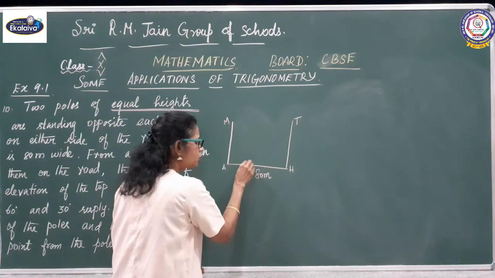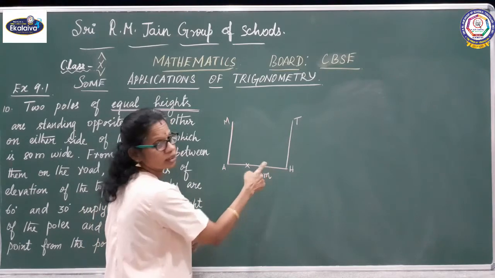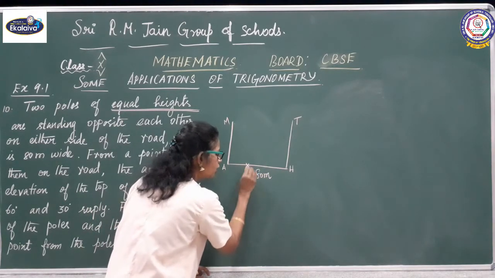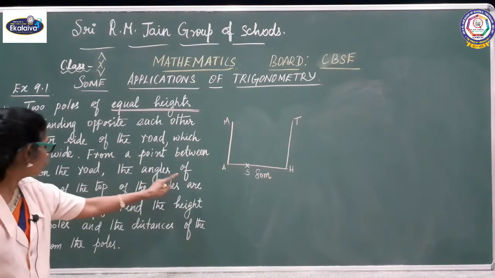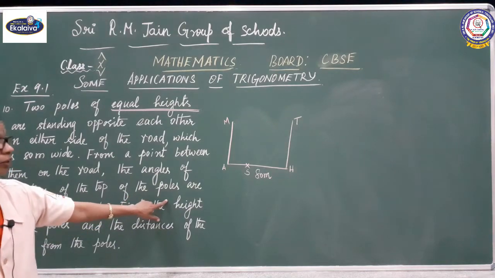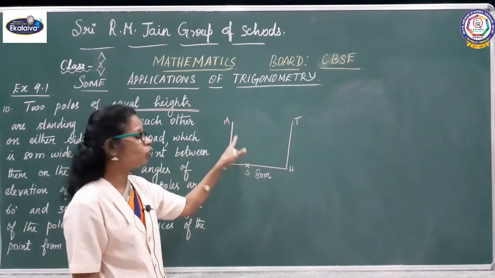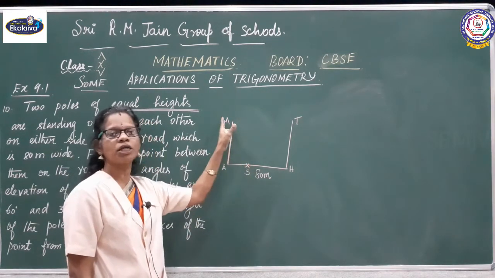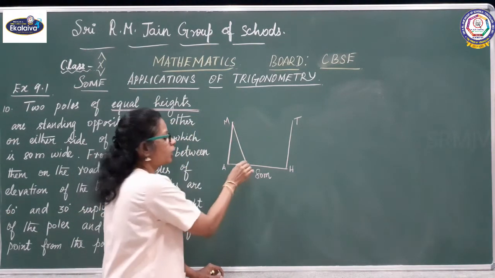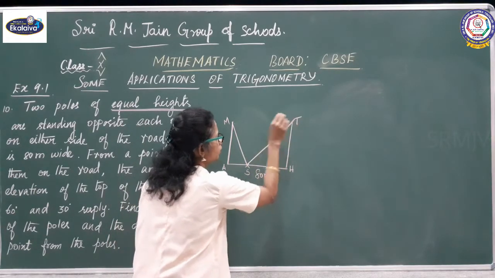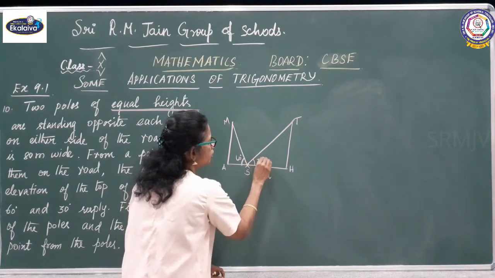Now, one point is located between the poles. It may be here or here, that is your wish. That should be labeled as S. Now, what they said, the angles of elevation of the top of the pole, that means you are going to stand here and view the top of the pole. One pole, that is M, top of the pole, another pole, that is top as T. They said one angle is 60 degree, another angle is 30 degree.